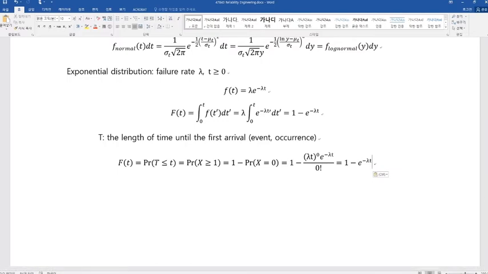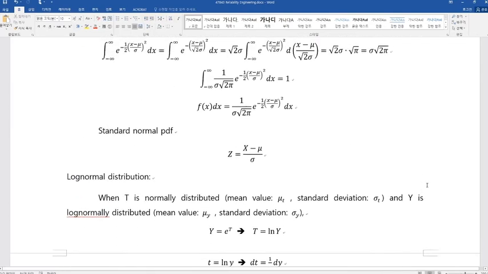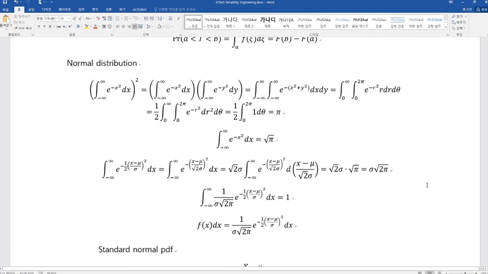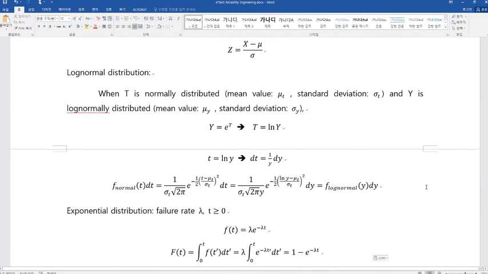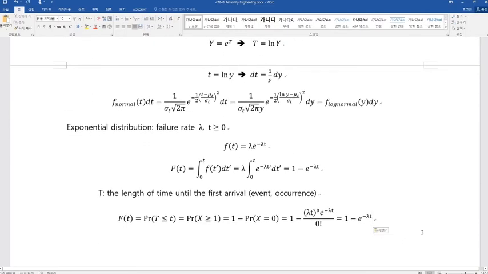Of course, most of the students, I guess, are familiar with the normal distribution and exponential distribution, while to many students it would be their first time encountering this lognormal distribution. And from now on, we are going to have other continuous distributions or other functions that students might not be quite familiar with.